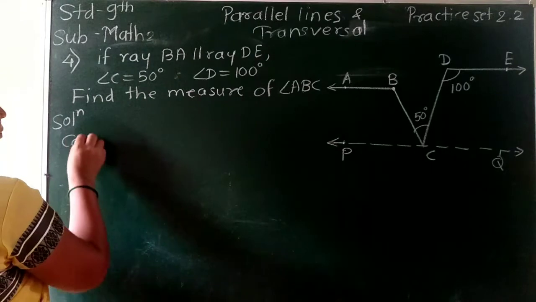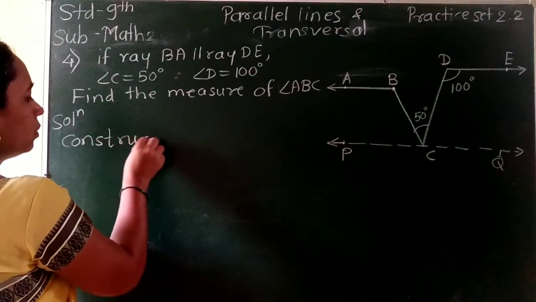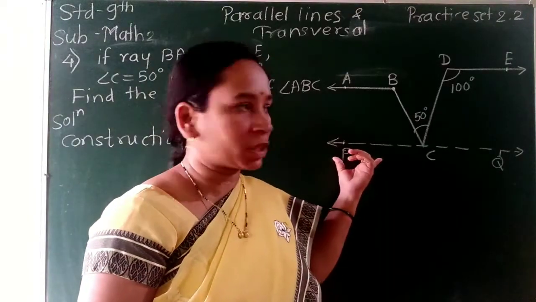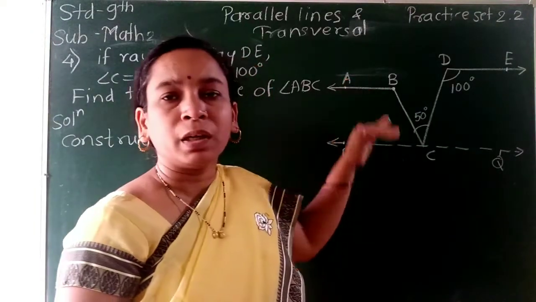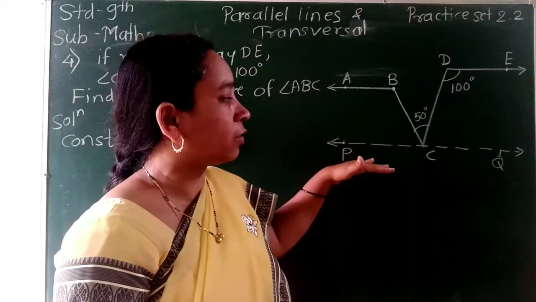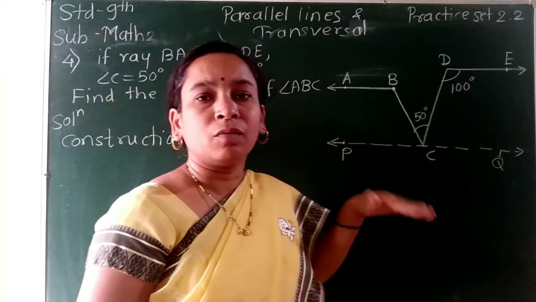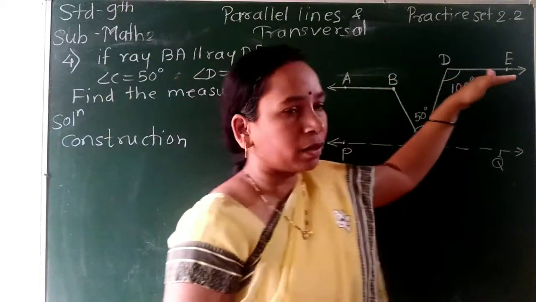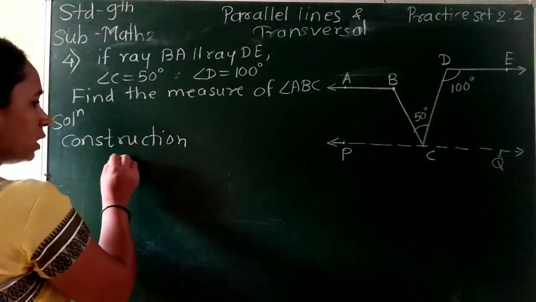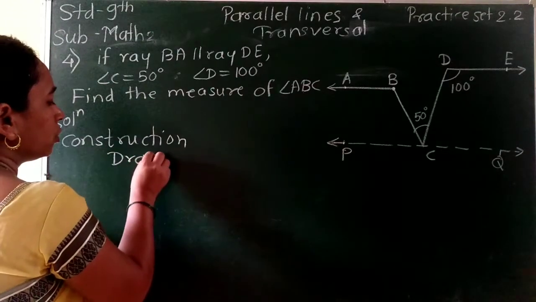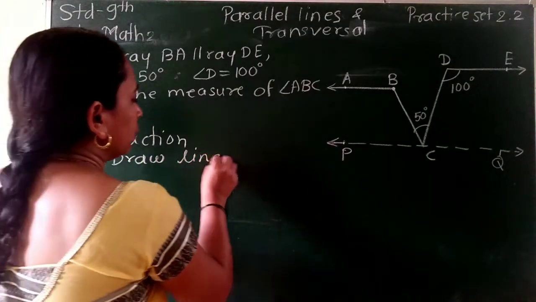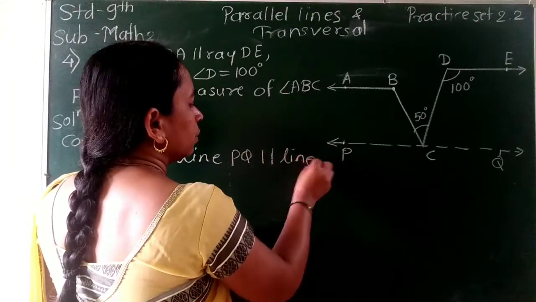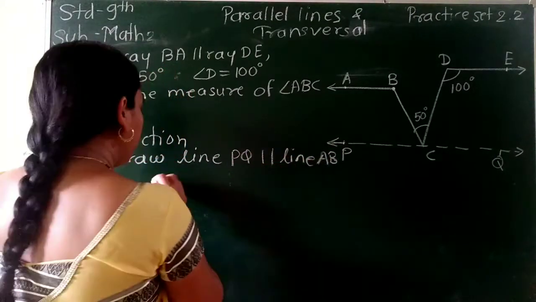Construction. What is construction? I draw the line PQ such that it is parallel to AB. If it is parallel to AB, then of course it is parallel to DE. Why is it parallel? Because PQ is parallel to AB, but AB is parallel with DE. So here construction: draw line PQ parallel to line AB through point C.